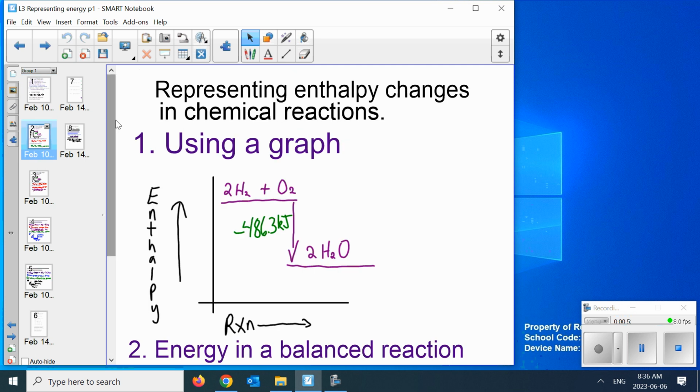There's three ways that we are going to look at to represent energy changes in our class. One is using a graph.